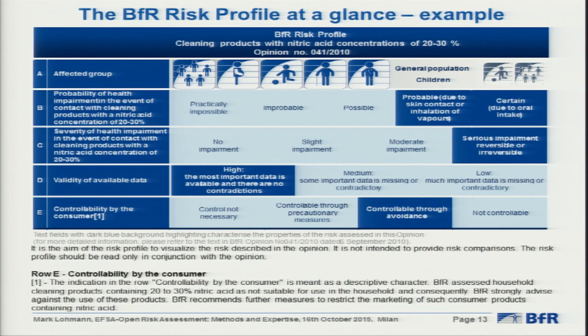And this category is a gray zone between risk assessment and risk management. So for example, when controllable through avoidance is highlighted, then it may have an effect on the market. It may have an economical effect. And so we had to add some additional information that this category is meant as a descriptive character. It's a logical consequence of the risk assessment process, and it's not a recommendation given by the BfR to avoid a product or to buy a product.